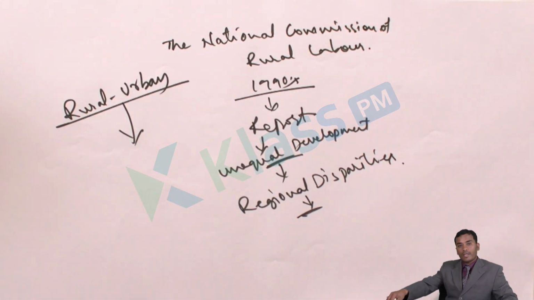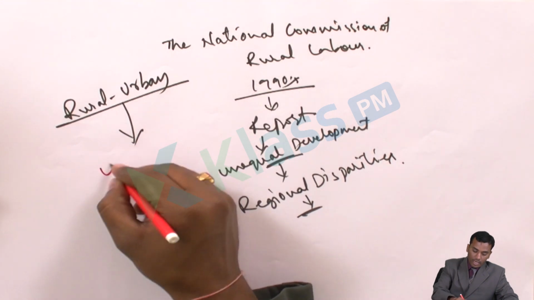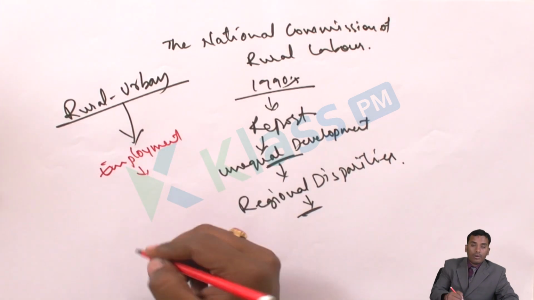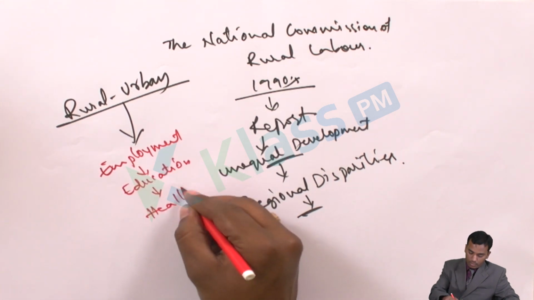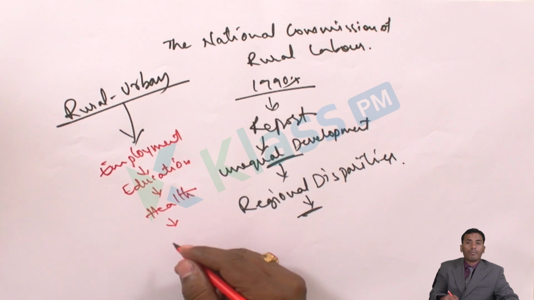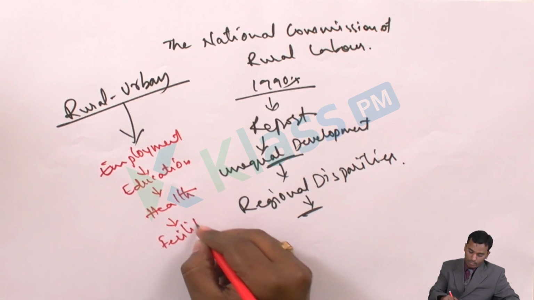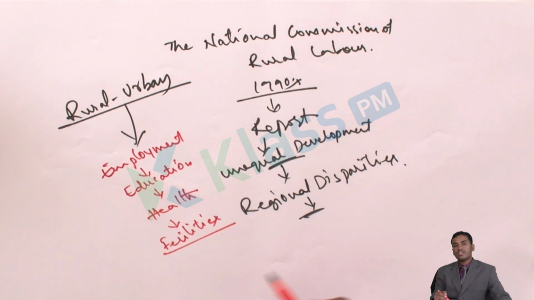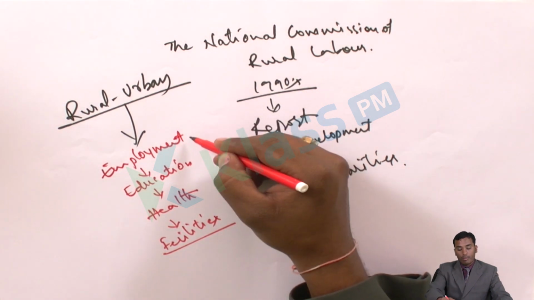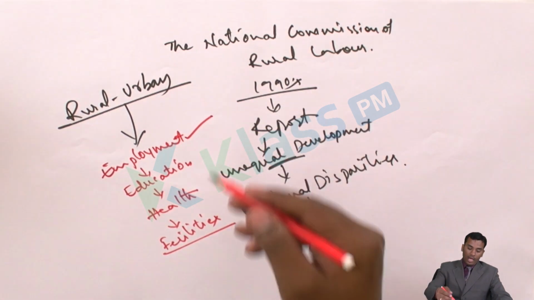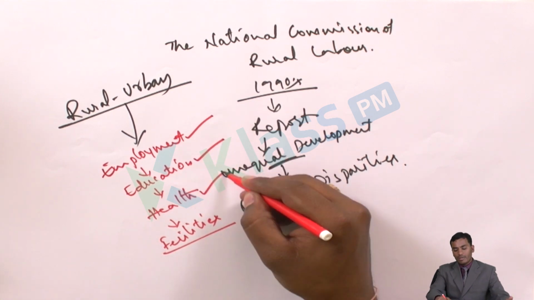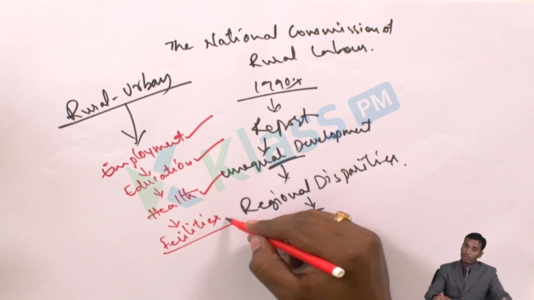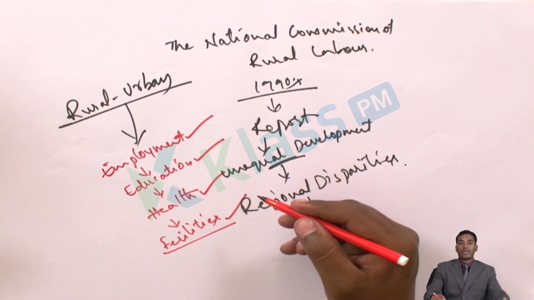Rural to urban migration happens because of many reasons. The first thing is employment. Next is education. Next, health. And the last one is maybe for the sake of facilities. So we have different reasons for rural to urban migration, but about 80% of the people moving from rural to urban areas move for the sake of employment. Another 15% move for education. Out of the remaining 5, 3% move for health, whereas 2% move for the facilities provided in the urban areas.